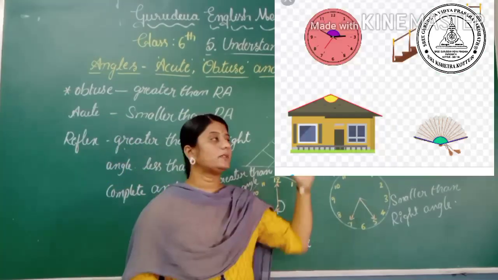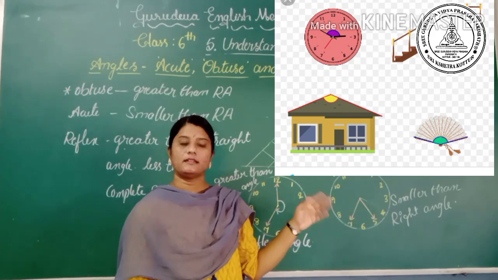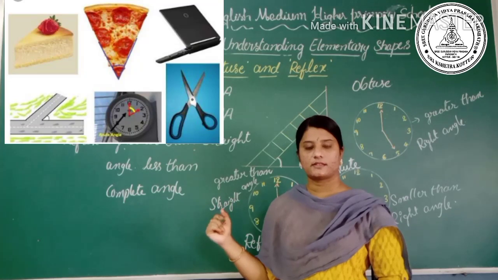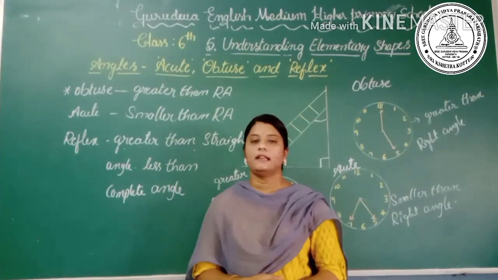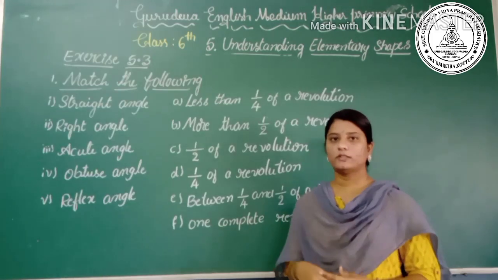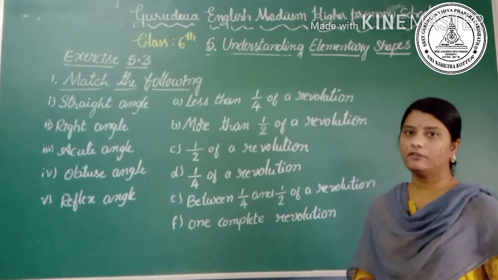Okay? Yes, so these are the examples for the obtuse angles. Then next, these are the examples for the acute angles. Okay? Yes, let's go to solve the exercise 5.3. Let's solve the exercise 5.3. The first one is match the following.